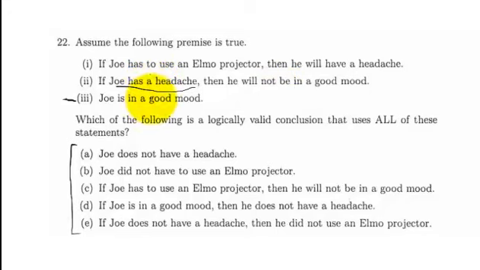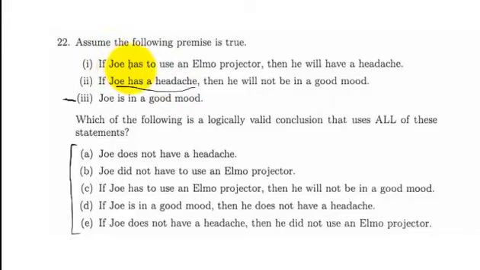Because this is the way you do this. Joe's in a good mood, so he's not going to have a headache. Because if he did have a headache, he'd not be in a good mood, but that violates this, contradicts this. So it means he couldn't have had a headache. So right now we know that he doesn't have a headache.